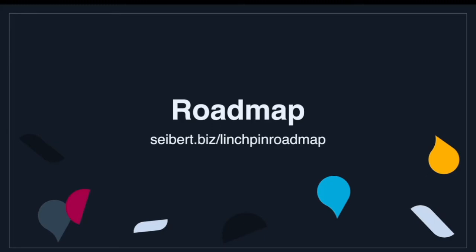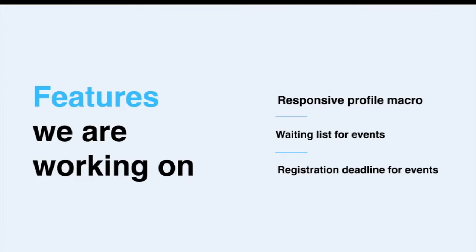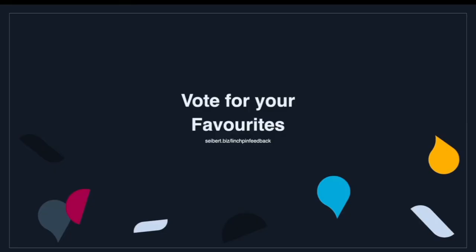And what's next? Let's have a look at the Linchpin roadmap. We are working on some features, and you can look forward to a responsive profile macro, a waiting list for events, and a registration deadline for events. All those features were requested by you via canny.io. And yeah, vote for your favorites and tell us what features you want to see in Linchpin, or vote for existing submissions. Check seibert.biz/Linchpin feedback.